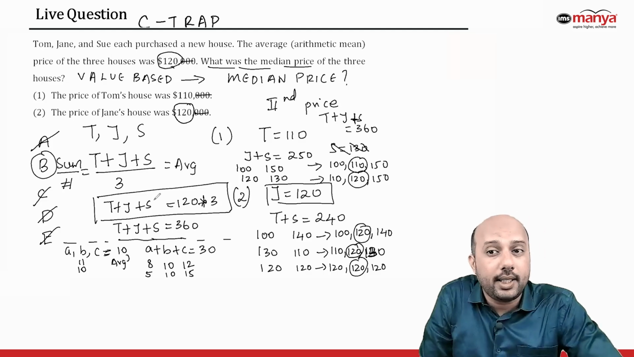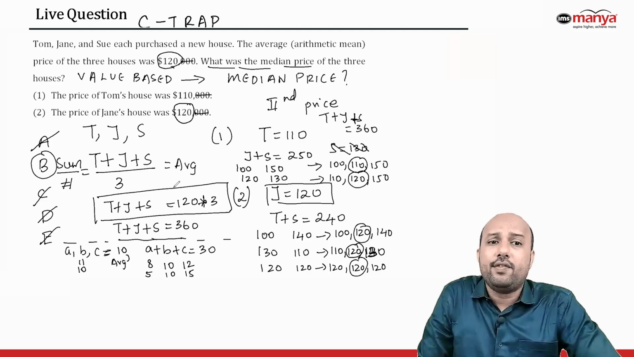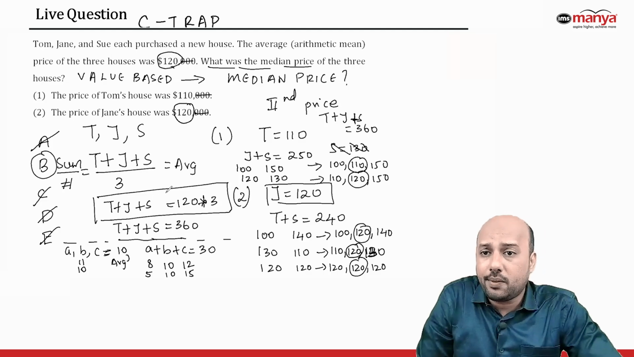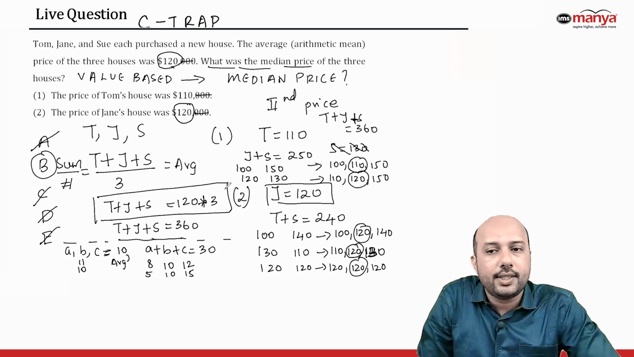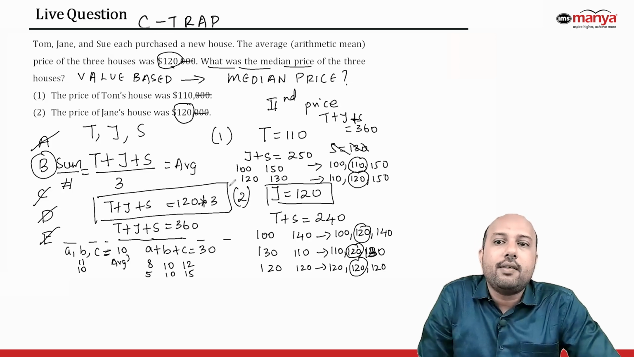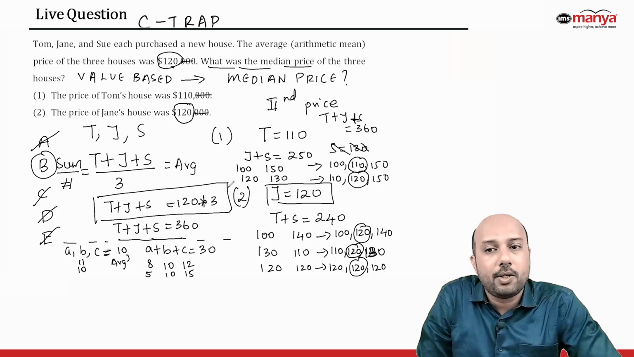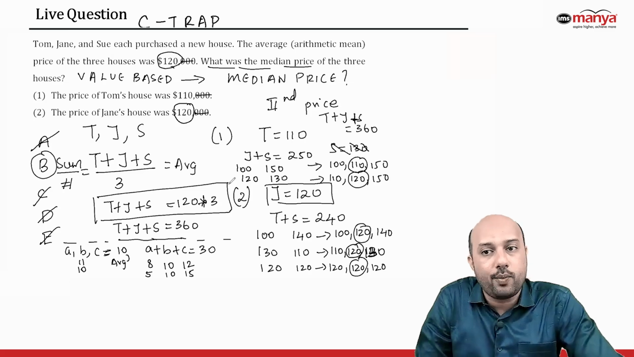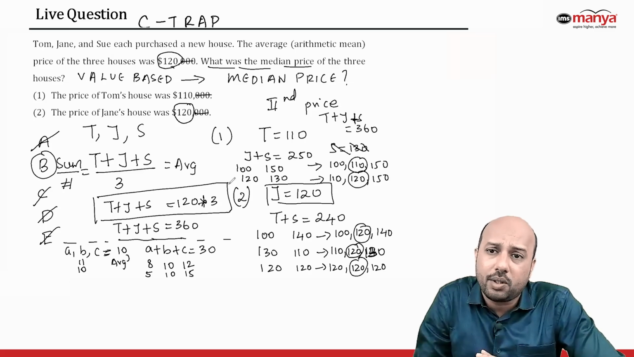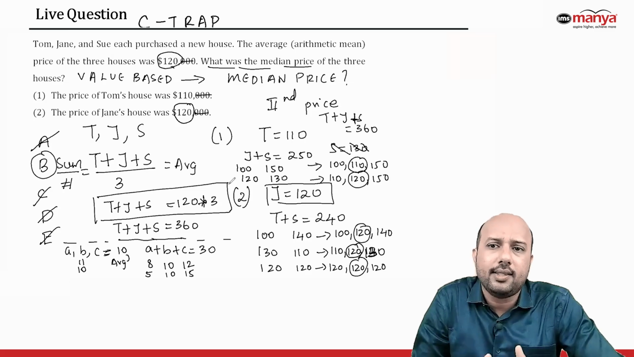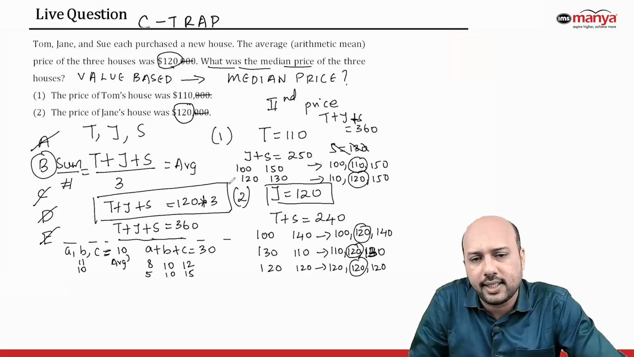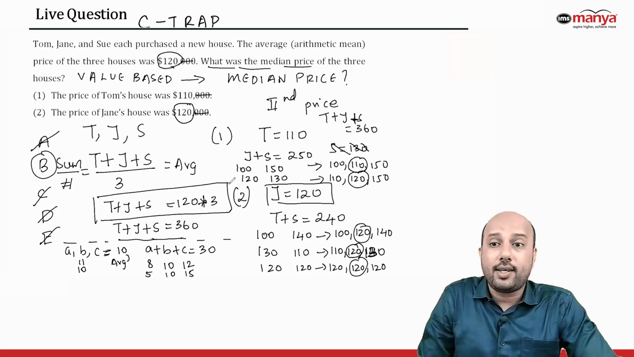So that's the logic here also, because the average price is given as 120 and Jane's price is also 120. You have to be a little bit careful about that. If Jane's house price is 120, which is equal to the average, the other two prices either have to be equal to the average, or one less than the average and one more than the average. In all the cases, the median will be equal to Jane's price only, because one is less than the median and one more than the median, or all three are equal to the same value, which is 120 in this case. So I hope you have understood this trap.